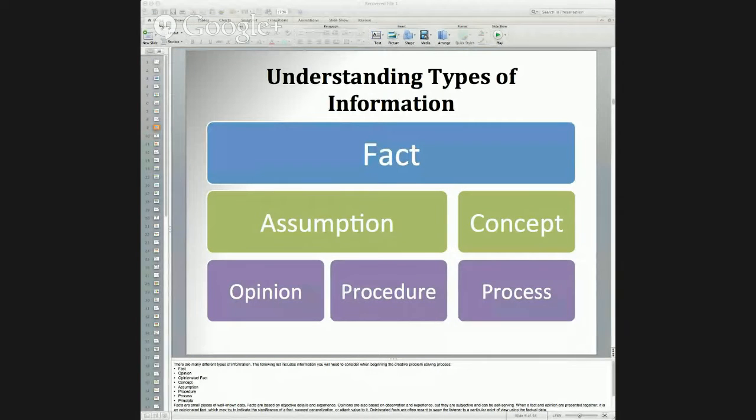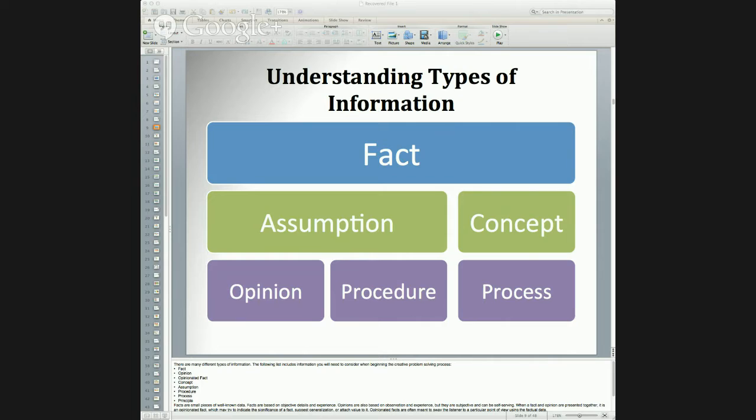Facts are a small piece of well-known data. Facts are based on objective details and experience. Opinions are also based on observation and experience, but they are subjective and can be self-serving. When a fact and opinion are presented together, it is an opinionated fact, which may try to indicate the significance of a fact, suggest generalization, or attach value to it. Opinionated facts are often meant to sway the listener to a particular point of view using the factual data.